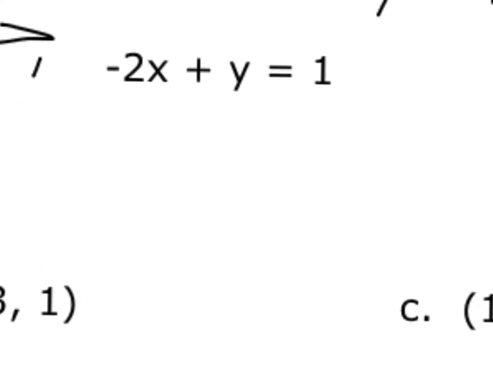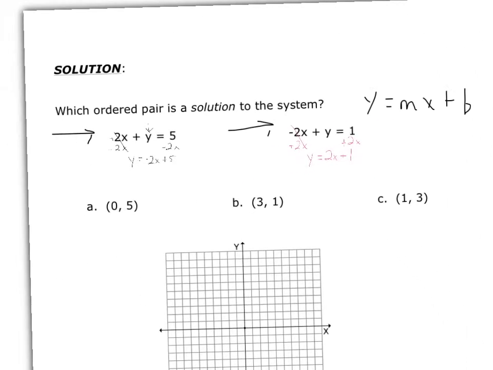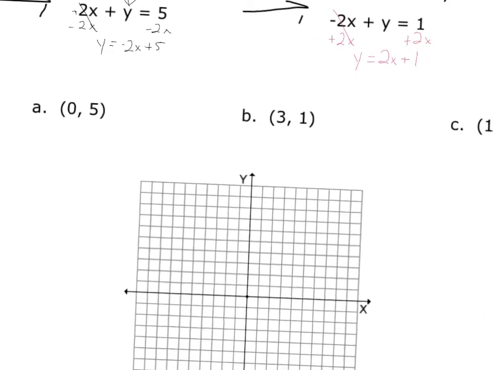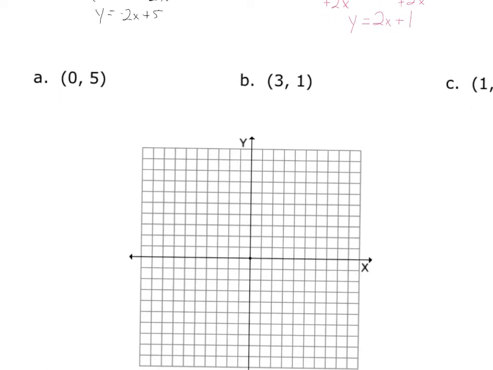Okay, so this time we're going to add 2x on both sides. Undo subtraction with addition. The x's cancel, like Lizzie Borden chop chop, and bring down everything as you see it. Okay, so we have our 2 equations. We have them solved for y, and now we're going to graph them.